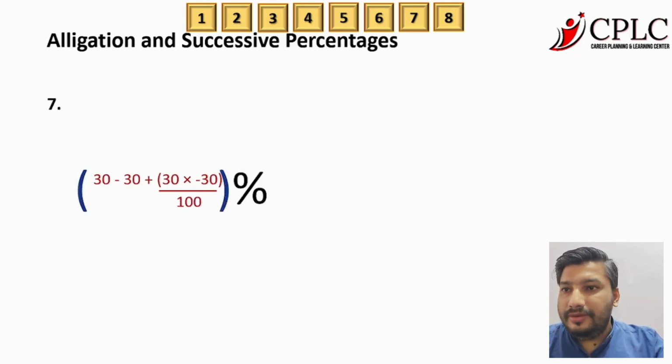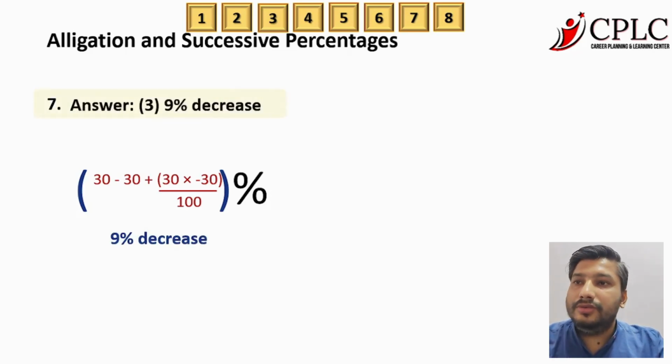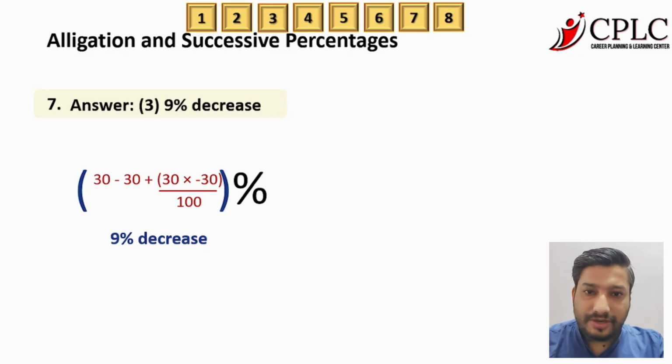So let's do that. 30 minus 30, the product also becomes negative because one number is plus and the other one is minus. So 30 plus 30 minus 30 cancels each other out. The other one remains minus 900 upon 100, which is going to be minus 9, and minus 9 tells you that it's going to be a 9% decrease in the overall area of the rectangle. So answer option 3 is your answer. Very simple, straightforward questions. All you have to do is identify that 2 percentage values are there. We can think of successive percentage every single time. That is the whole idea.